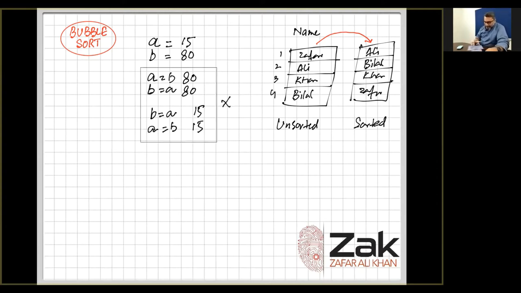What we have to do is use an extra variable, and let's assign the value of A to that extra variable. This is, let's say, a temporary variable. We assigned the value of A to that temporary variable, so now X is equal to 15. Then we make A is equal to B, so the value of A will now become 80 as B is equal to 80. And then we make B is equal to X, as we preserved the value of A in X before making it 80. Now the value of B will become 15 as X was 15.